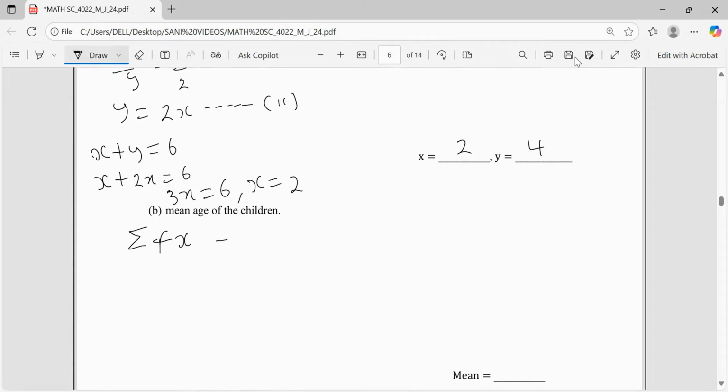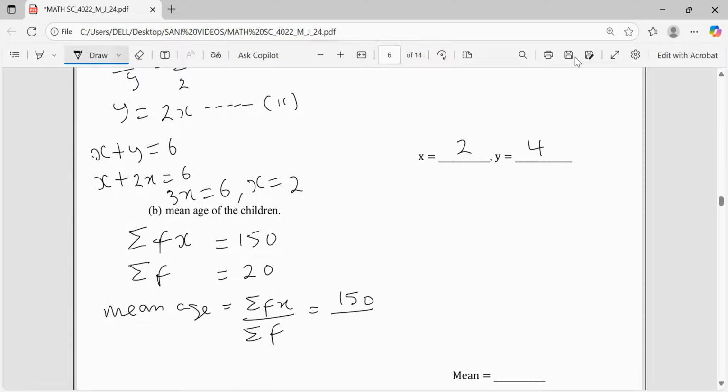While our summation f still remains 20. So the mean age is summation fx divided by summation f, which is 150 divided by 20, which is equal to 7.5. So the mean age is 7.5 years.